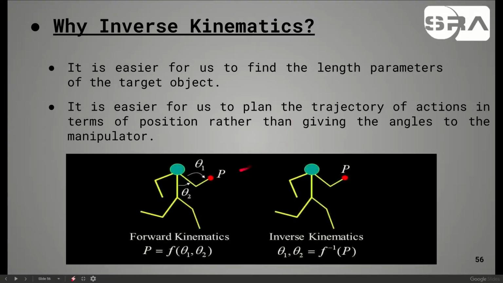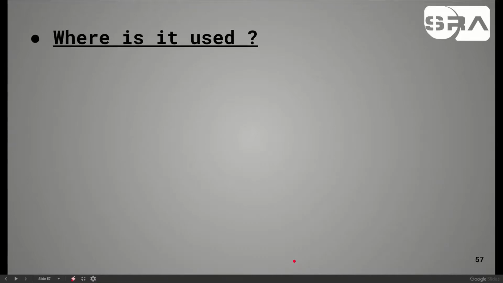Now in this diagram, in forward kinematics we have thetas, we want the xyz coordinate. In inverse kinematics it is the exact opposite. We have the position P, that is we have the xyz, and we want to find theta 1 and theta 2. Now next, where is inverse kinematics used?